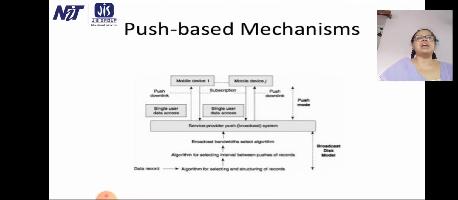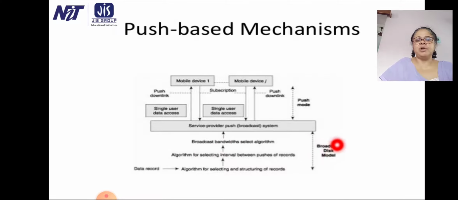Now we start with push-based mechanism. In push-based mechanism, there is a service provider or push and broadcast system. There is single user data access. There are different mobile devices which are interacting, or we can say push downlink is being used for service provider or push and broadcast system.